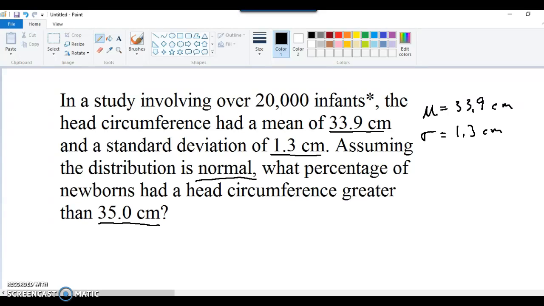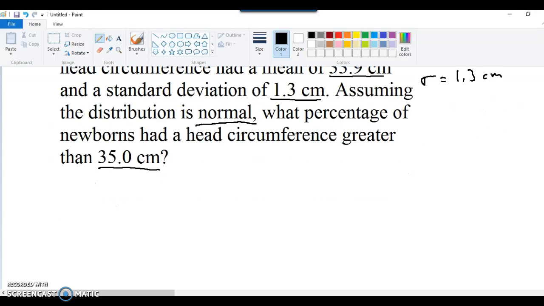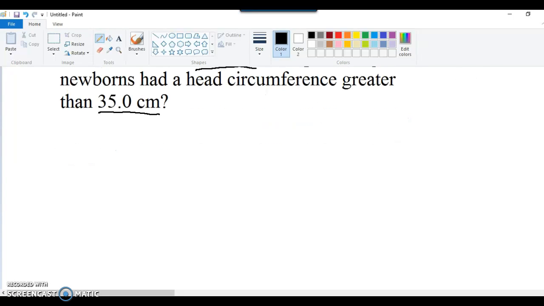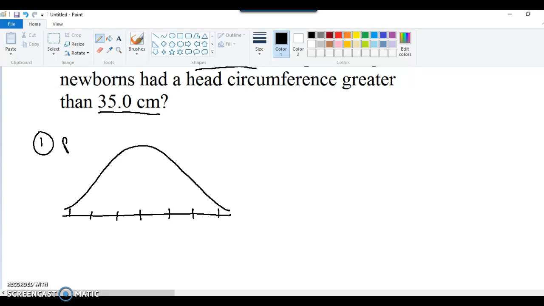All right, so out of these 20,000 infants, if you were to make a histogram of all of their head circumferences, it would look like a normal distribution. Most babies' heads would be around 33.9 centimeters, but plus or minus 3 standard deviations would encompass 99.7% of all the babies. All right, so let's just make a quick sketch. So this is step one. Step one is to make a picture and do a quick estimate of the answer.